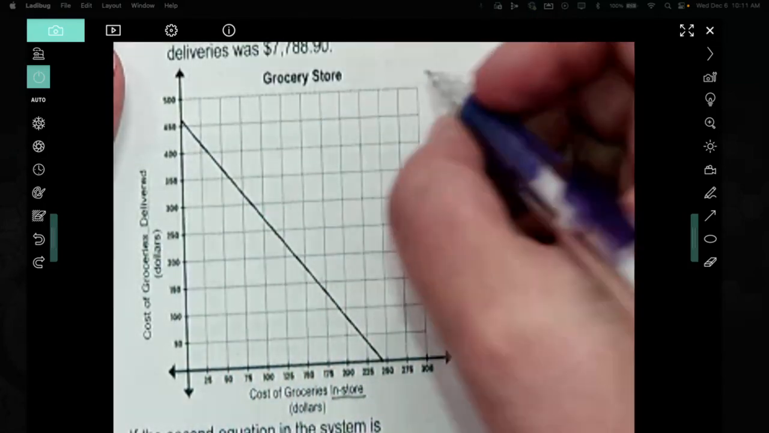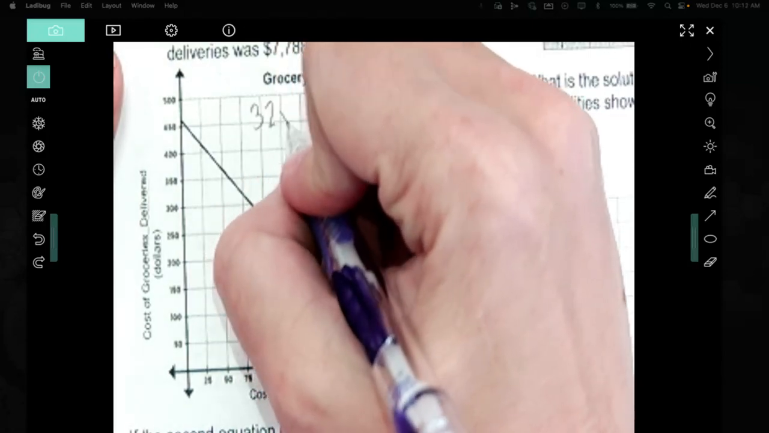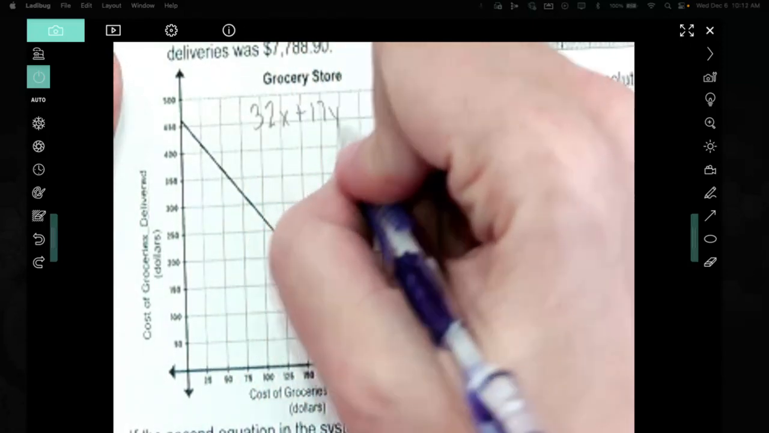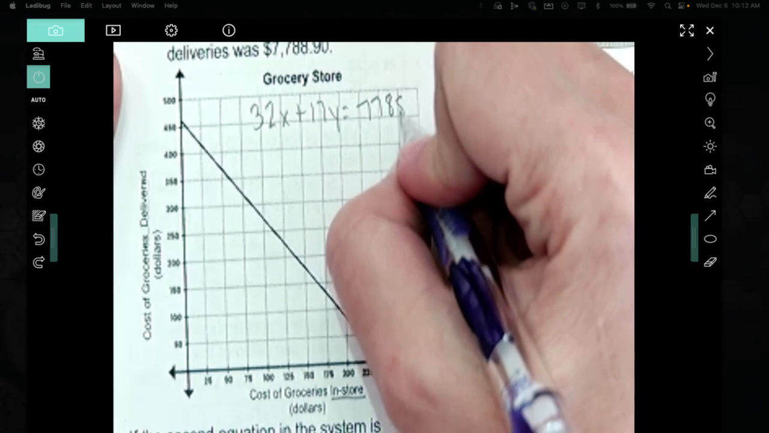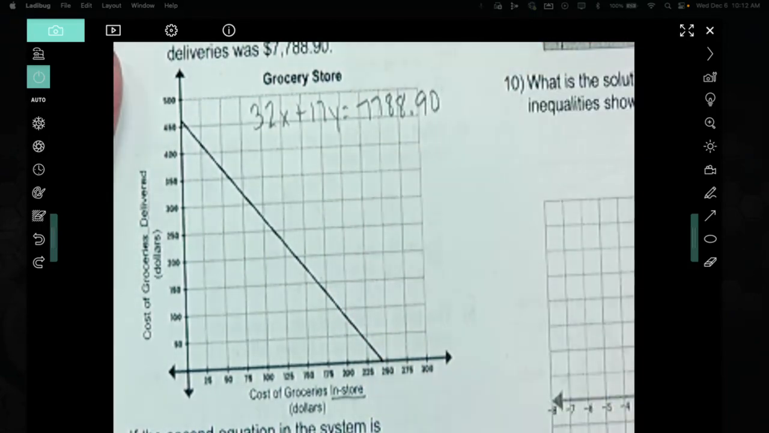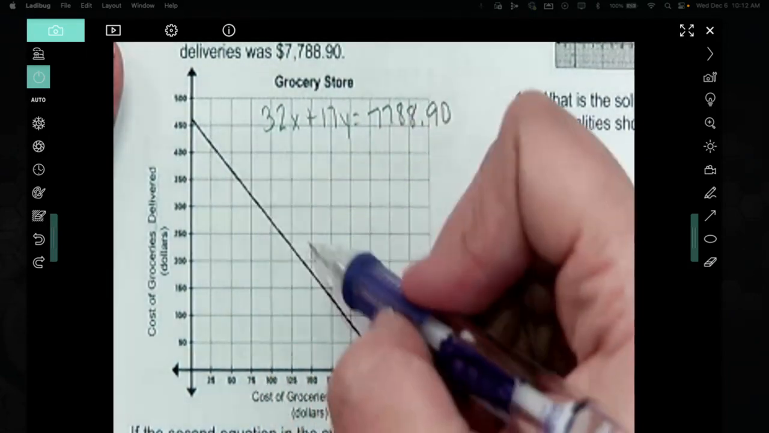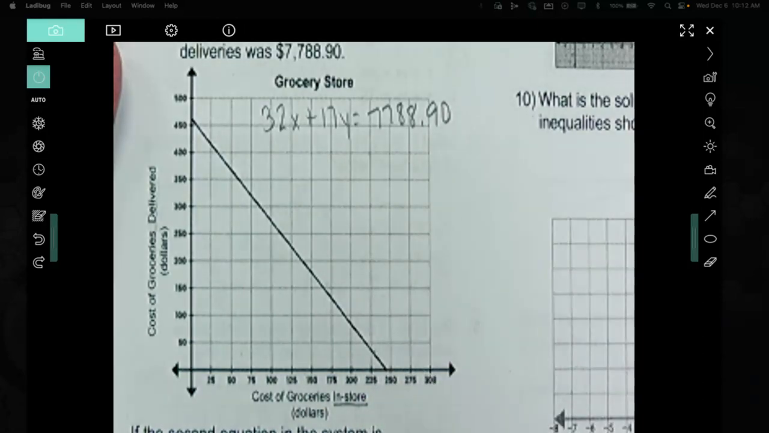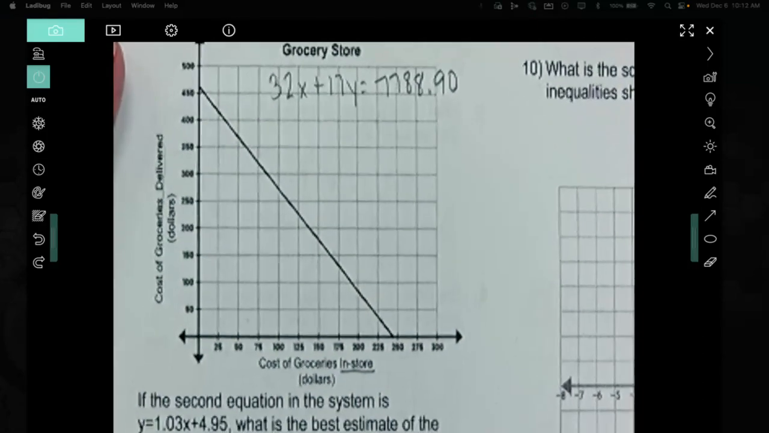So this equation is actually 32x plus 17y equals 7788.90. That is the equation of this line. They're giving you a second equation down here.